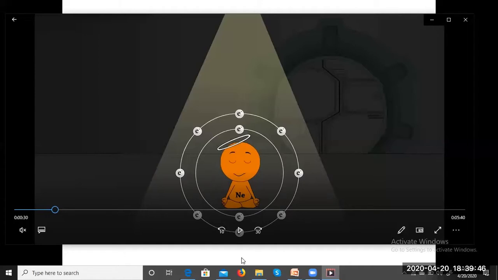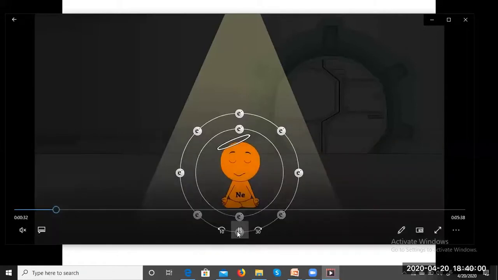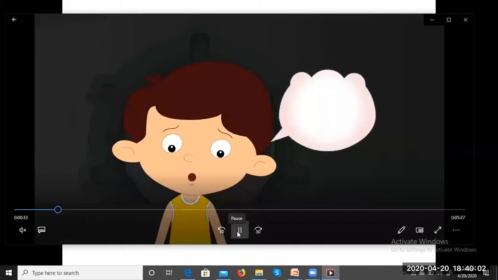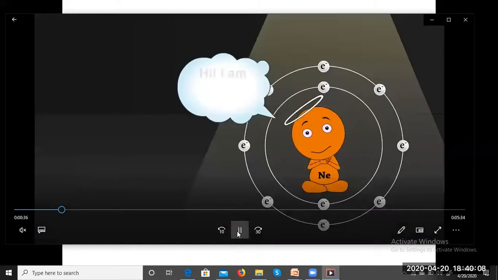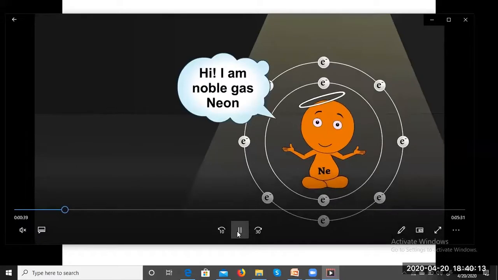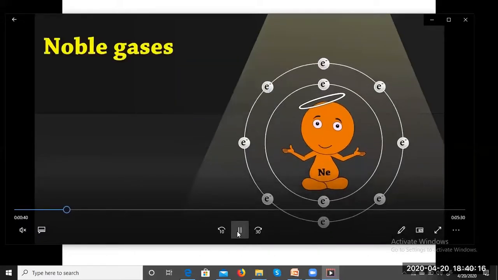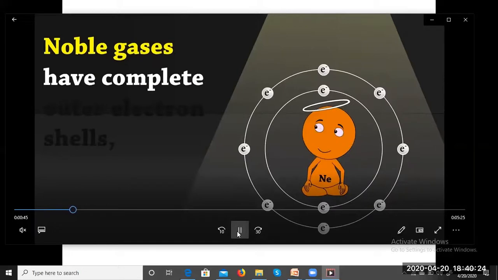That is why atoms make bonds, right? Atoms make bonds to do what? To attain stability and to achieve the noble gas electronic configuration. You see, neon is so happy and contented. Mr. Smart is asking, who are you? And neon introduces itself as a noble gas. It has nothing to do with the rest of the world because it has a complete valence shell, a complete octet, and it is not interested in making a bond with anything else.